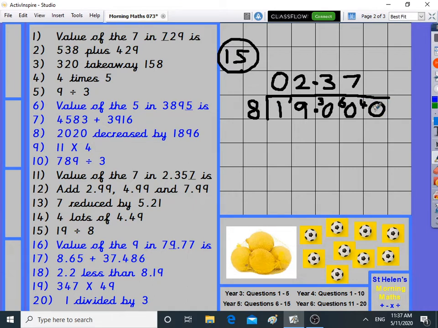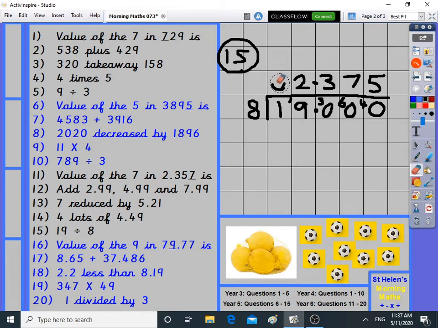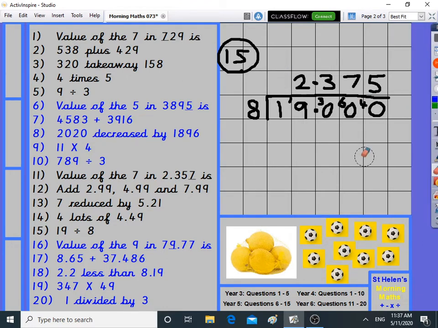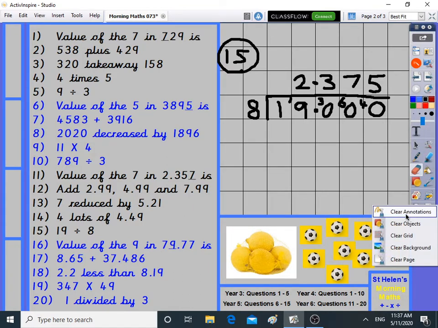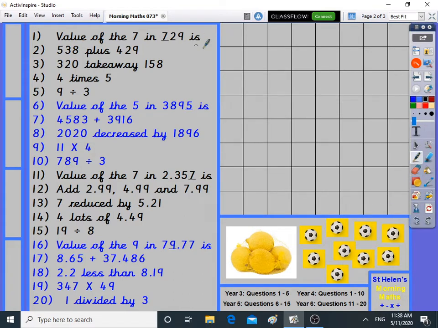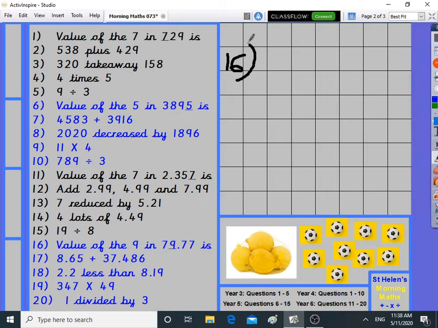8 will fit into 40 because it goes 8, 16, 24, 32, 40. 5. 2.375 is our answer. We don't really need this 0 at the front. 2.375. So 19 divided by 8 is 2.375. And we're on Year 6 level, question 16. Let's go nice and fast.